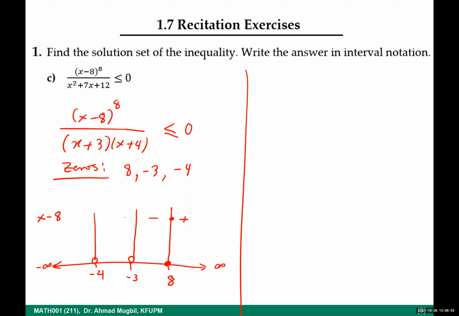After that, it is positive. Before that, it will be negative. But this is not x minus 8. This is x minus 8 to the power 8. So it will be positive. Always positive. Then the second factor is x plus 3.